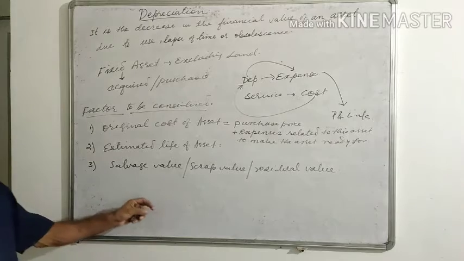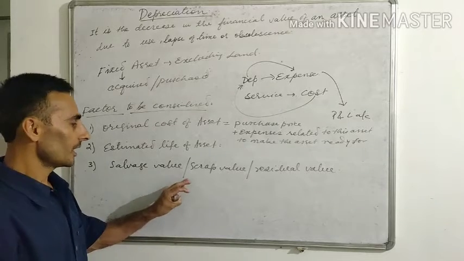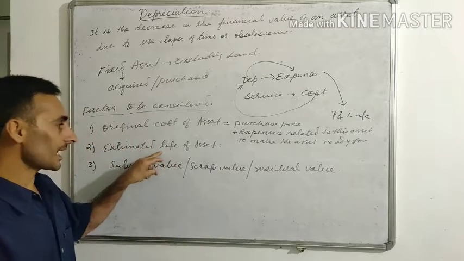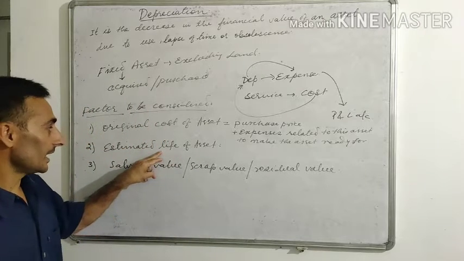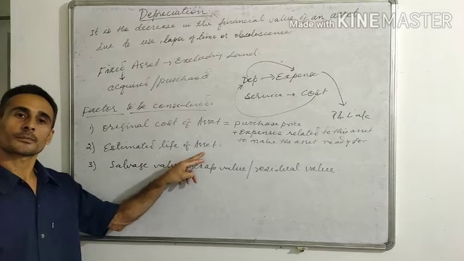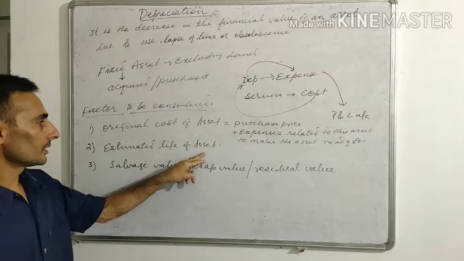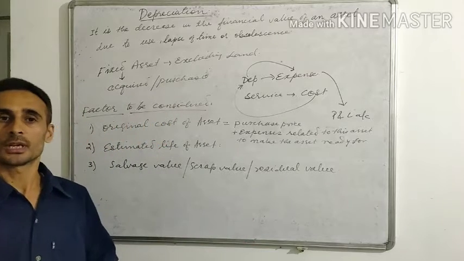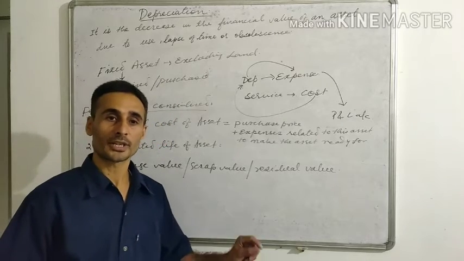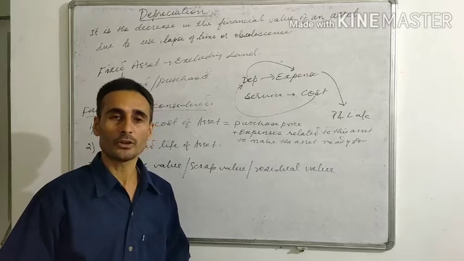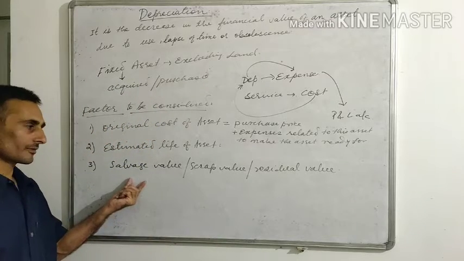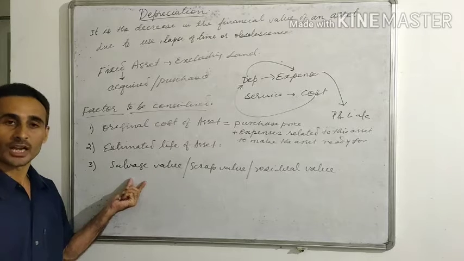Residual value or scrap value is that value which the owner of this asset will receive at the end of the life of the asset. That means when the asset becomes useless after its normal life and is sold in the market or is sold off, then the value or the amount received at that time is known as salvage value or scrap value.